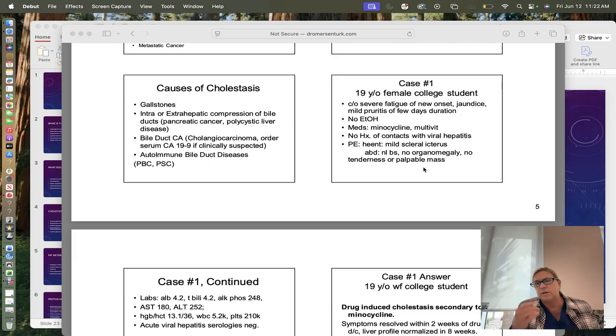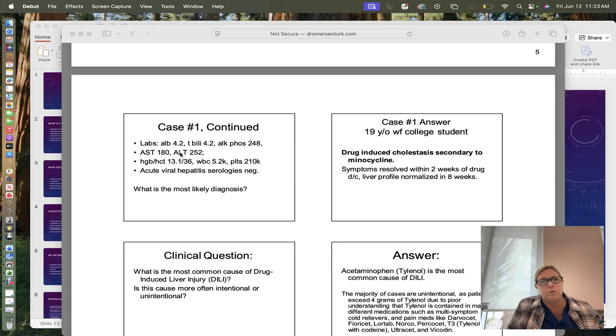She had icterus, or yellowing of the eyes. No hepatosplenomegaly, normal bowel sounds. There's no tenderness or masses in the abdomen. So they checked the albumin. They checked the bilirubin. The alk phos is up a little bit. AST and ALT are elevated. So if you look here, the hemoglobin was okay at 13, white cells at 5,000, that's okay. Platelets at 2,000, that's fine. But we definitely see some elevations of bilirubin and especially the ALT.